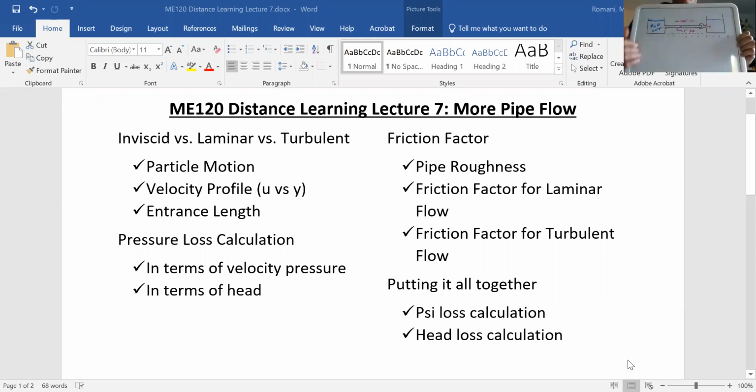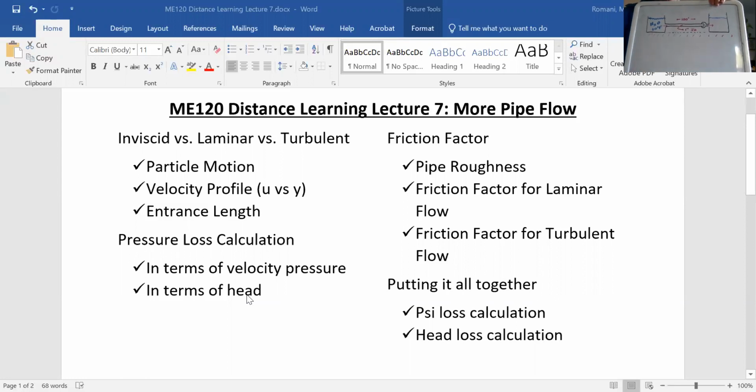First of all, we want to decide the nature of the flow. And these are our three main choices: inviscid, laminar, or turbulent. In addition, we want to be able to get a pressure loss calculation in two different ways, in terms of pressure, and in terms of head. I'm missing one thing on the list. Another thing we want to do is decide for our flow at some point, like this entrance, is it fully developed, or are we still in the entrance region where the flow regime is developing?